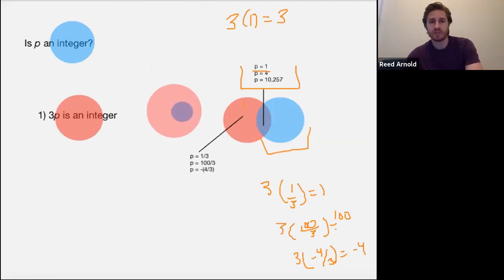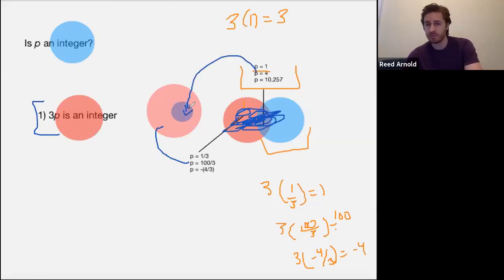And so statement one tells me that I'm in the red circle. But that doesn't mean I'm in the blue circle. I might be in the blue circle, but I don't have to be. I could be in the red circle. Okay, so that's out. It's not statement one.